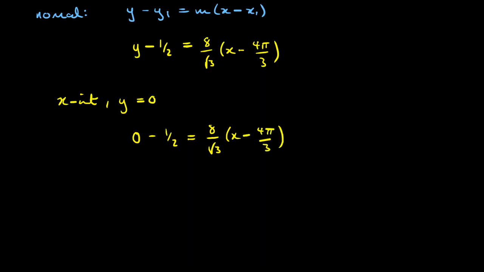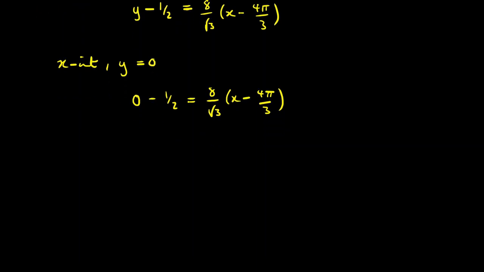Now, I suggest that this is the point where you might get a bit too quick. So I'm just going to go a bit slow. I'm going to multiply everything through by root 3 to get rid of this denominator here. If I do that, I get minus a half root 3 is equal to 8 times by x minus 4 pi upon 3. And I will probably multiply everything through by 2 as well, just to get rid of that minus a half. So we get minus root 3 is equal to 16 x minus 4 pi upon 3.